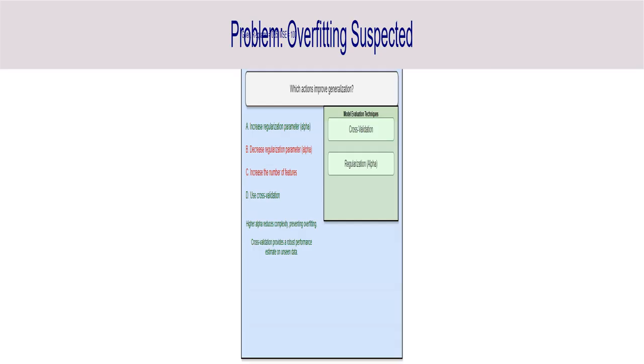This question asks you to identify actions that will improve how well the model performs on new, unseen data, its generalization ability. We're looking for strategies to reduce overfitting. Remember, overfitting means the model is too closely tied to the training data and won't perform well on new data.